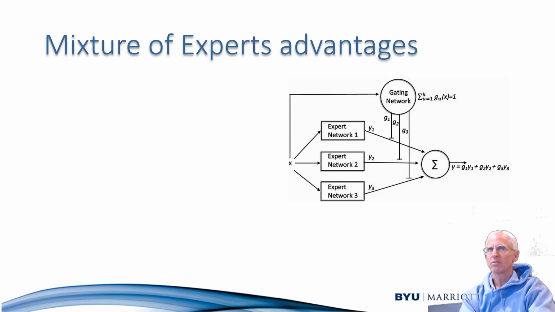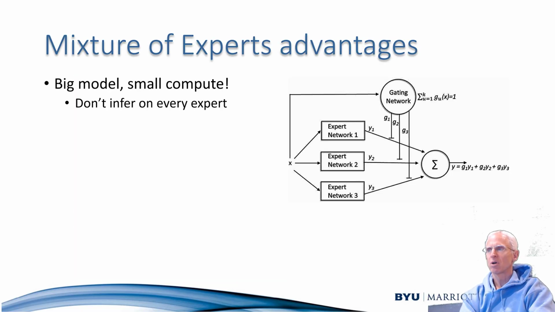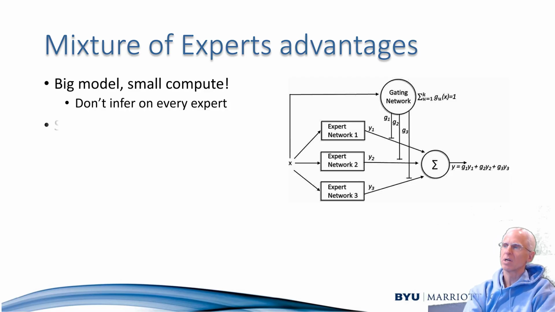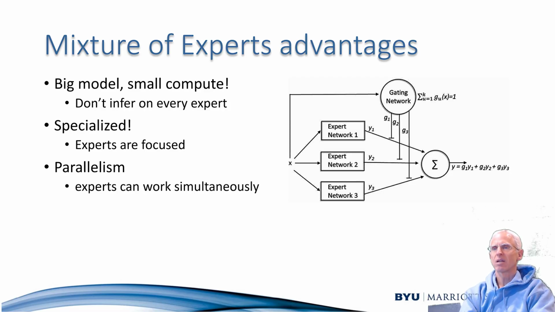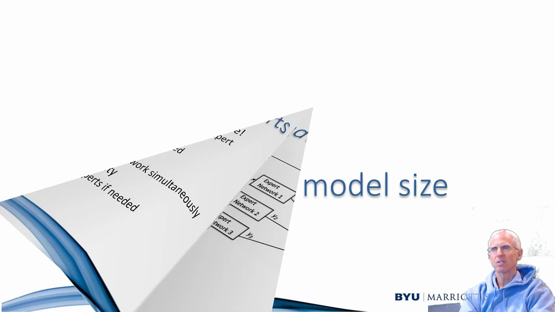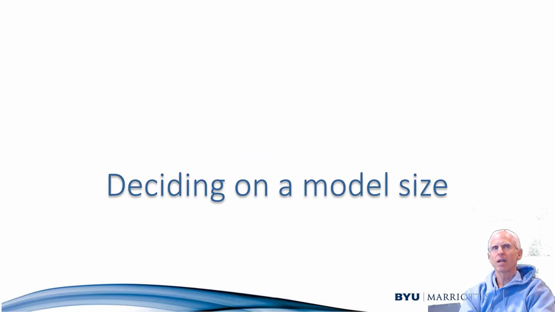All right, advantages. Big model, small compute. You don't have to infer on every expert. Specialization, expert focused. Parallelism: you can have two experts calculate simultaneously. You can add experts if you need to. Various advantages. Deciding on a model size.